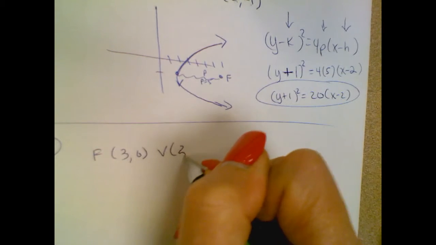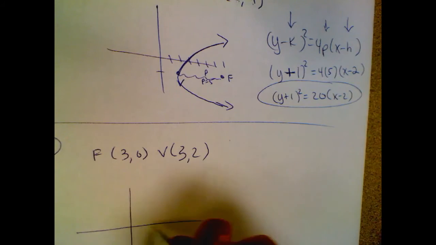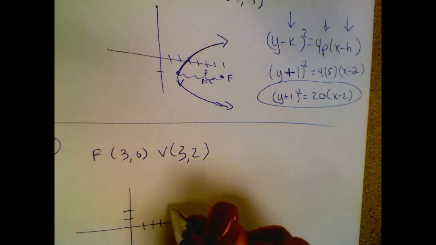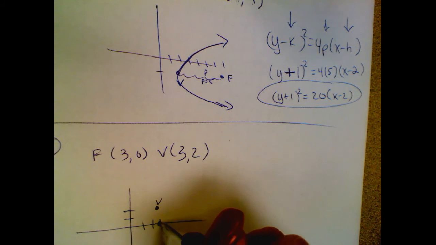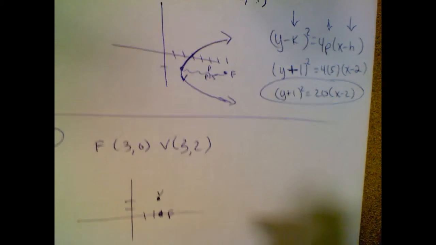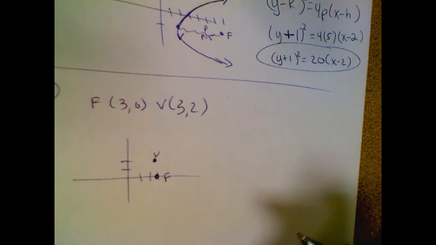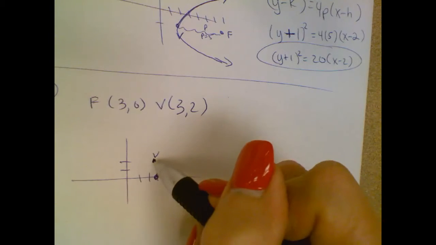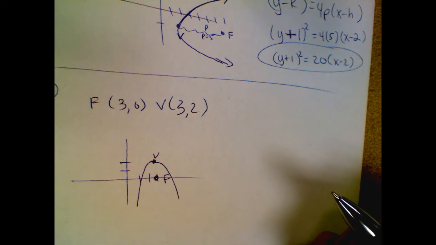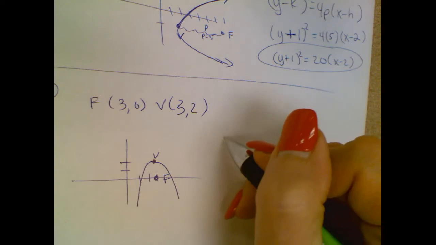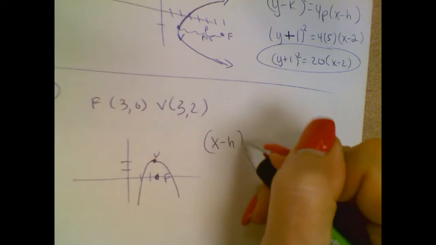Okay, B: focus is (3, 0). Vertex is (3, 2). So let's quickly sketch what we have. I'm doing the vertex first this time. This is your vertex, and (3, 0) is your focus. Based off this picture, which way does this have to open? It has to start from the vertex, and the focus has to be inside of it. So it has to open this way. That is type 1. And this is how you write type 1.